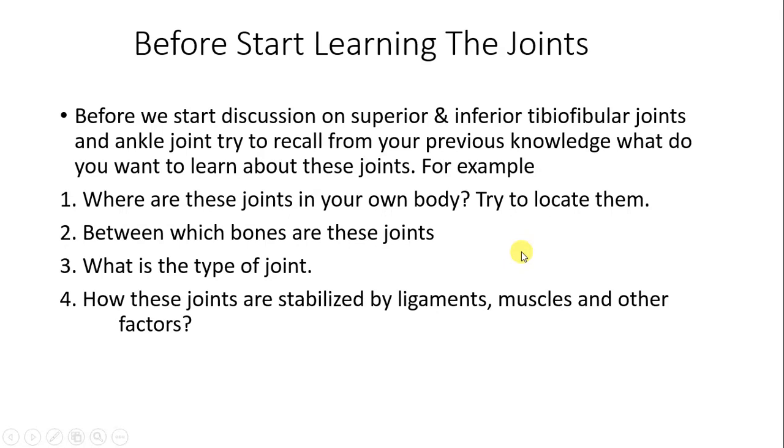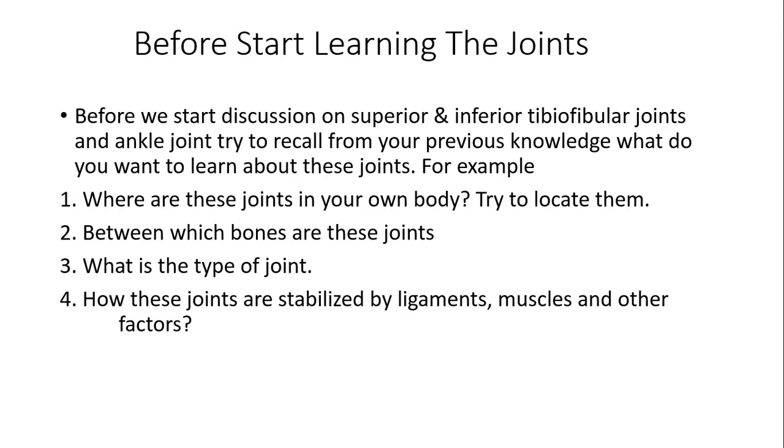Now try to locate these joints in your own body. If you want to learn about the superior and inferior tibio-fibular joints, you can locate them. You can locate the anterior border of the tibia, and if you roll your hand on the lateral side of the tibia, above, you can feel the head of the fibula, which makes a joint with the lateral condyle of the tibia.